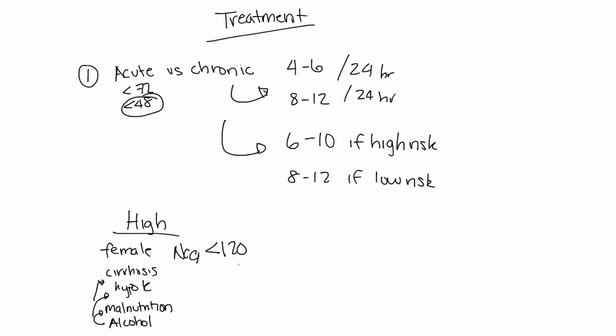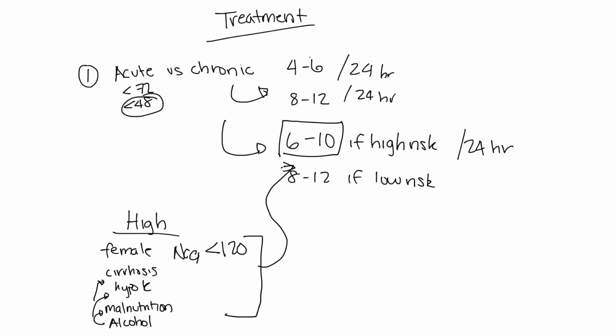So if I see these risk factors, then I generally only try and correct by 6 to 10 in a 24-hour period. Okay, I try and only correct by 6 to 10 in a 24-hour period, and I do this for every 24-hour period. Now, why do I do a gap of 4 versus a gap of just 2?